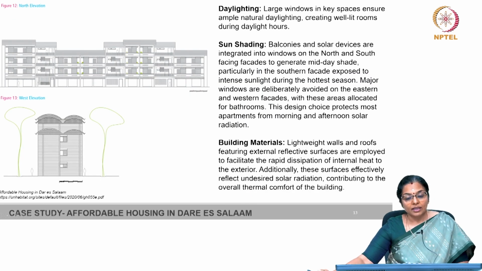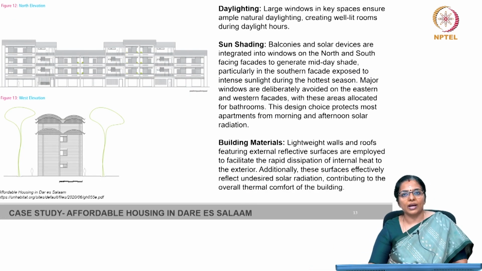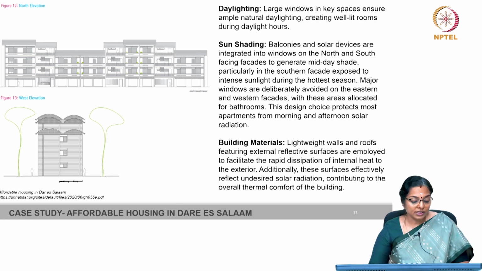So, these houses also have daylighting, very well lit houses, because there are lots of openings. The balconies are well shaded, so they have used sunshades and other shading devices strategically placed along the openings, balconies, windows, and this design choice protects most apartments from morning and afternoon solar radiation.